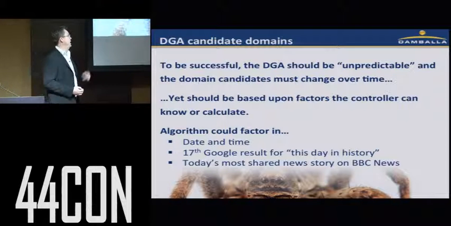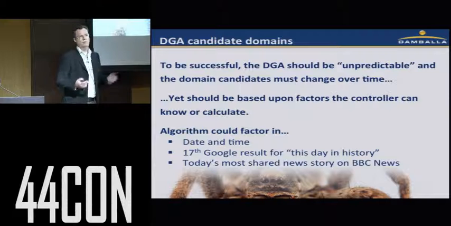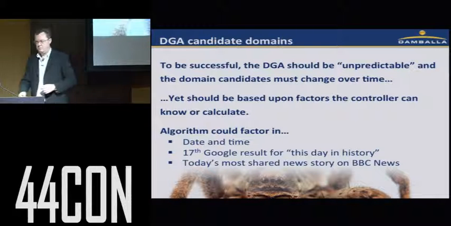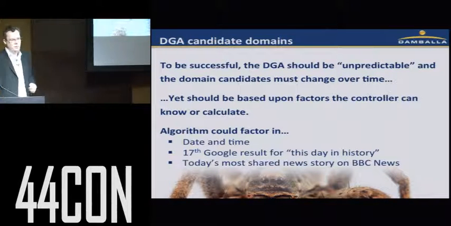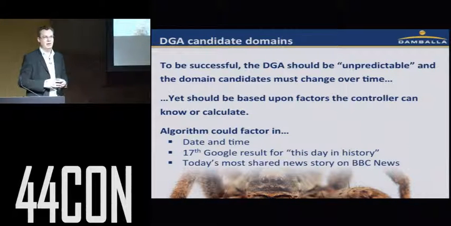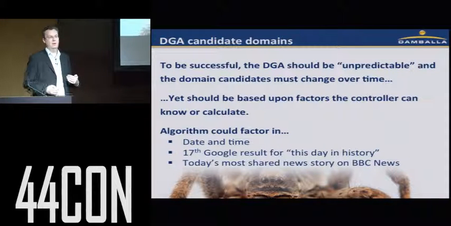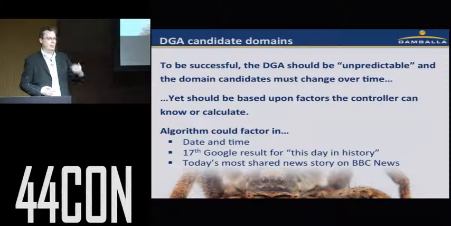Another one was experimenting with what is the most shared news story on BBC News on a particular day. And given that it doesn't necessarily need to be a day, it just needs to be some particular epoch of time. A variable in this is how big the candidate space of domain names is for a particular day, and the number of domain names that you're going to sample from that.